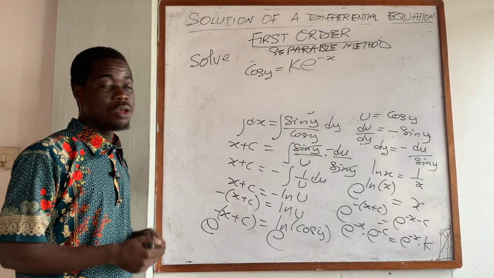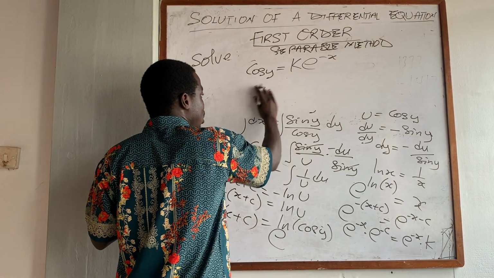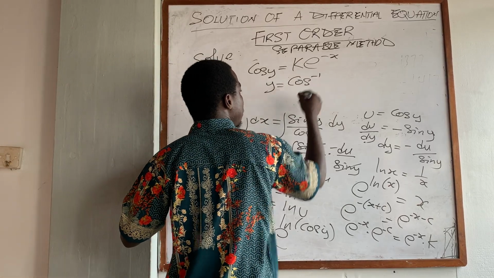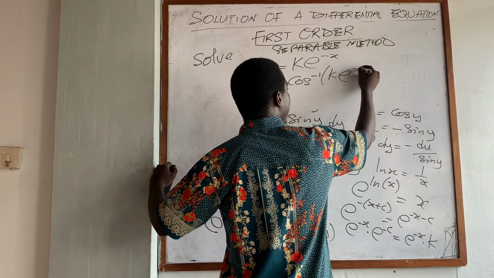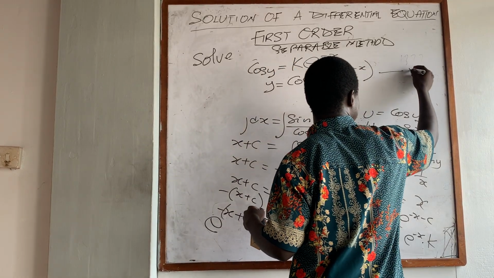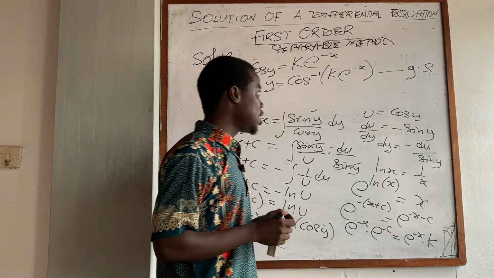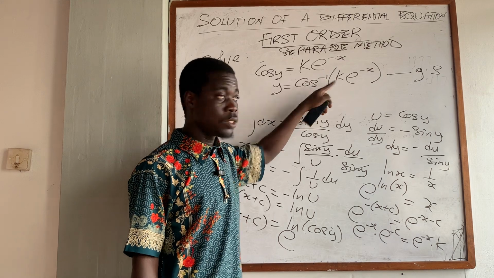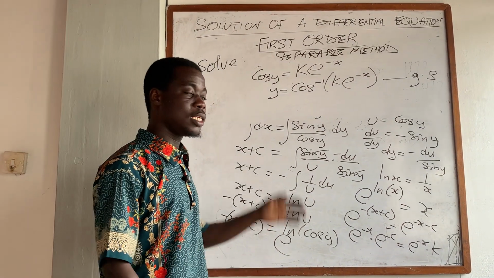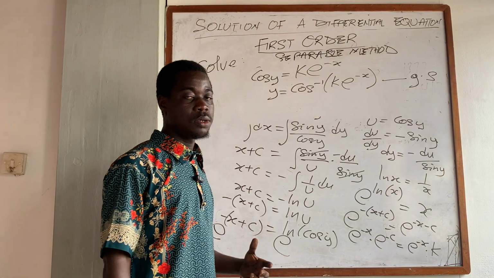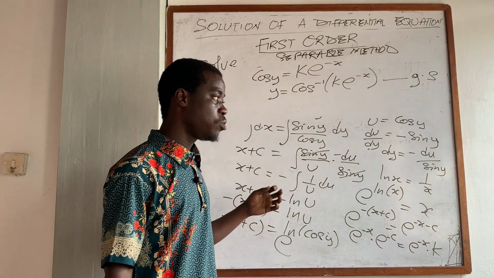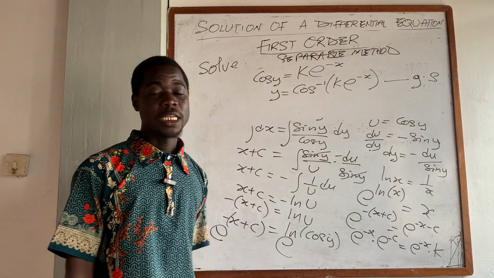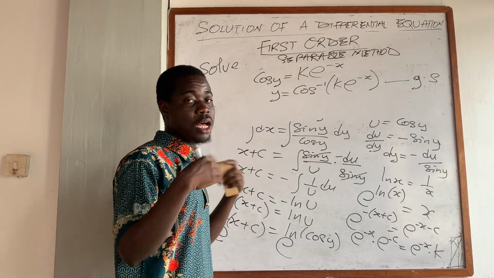Again, I want to find y. So what I will do is that, okay, I will find cos inverse on both sides. So I will get y will be equal to cos inverse of k e raised power x. Likewise, this is our general solution. So you can see that I have the unknown constant over here, which is k. So this one gives us the solution, and it is the general solution. So assuming that we have the initial value problem attached to this question, that one will help us to find the particular solution.